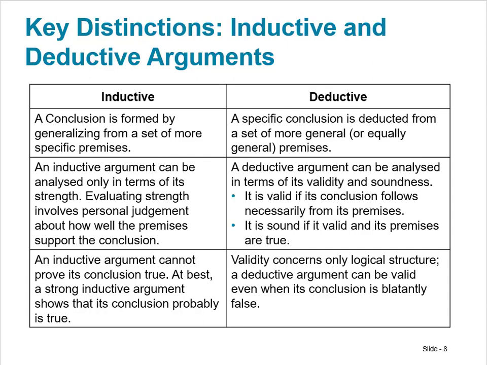Okay, an inductive argument cannot prove its conclusion true. At best, it can just be a strong argument. And validity concerns only logical structure. A deductive argument can be valid even when its conclusion is blatantly false. So keep that in mind when we talk about validity. Even though the conclusion is false, it can still be a valid argument if it follows the rules of how you set it up. It is valid if its conclusion follows necessarily from its premises. Basically, if the conclusion has to follow, not necessarily be true, but has to follow based on its premises, then it's valid.